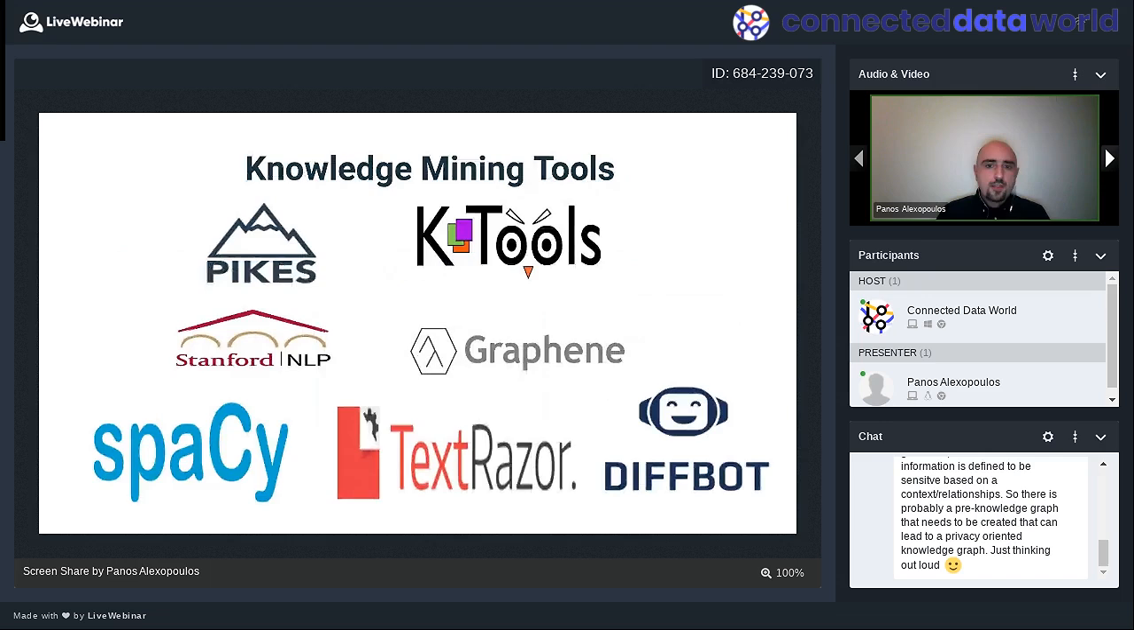Now, in both the research and industry communities, there are several knowledge mining tools that have been developed. Some are more academic, like Pikes and K-tools and Stanford NLP. Some others are more industrial strength, like Spacey and Diffbot. And also some are free and open source, whereas others are paid APIs.